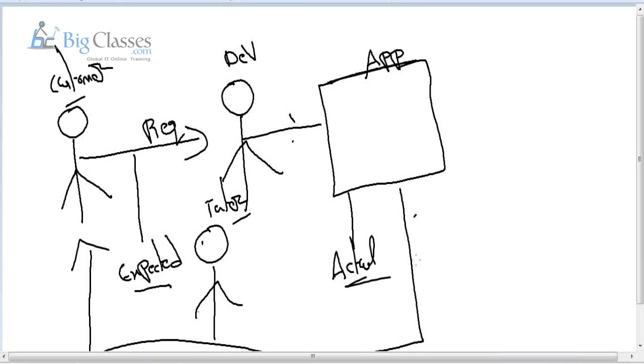Understand this one guys? For example, my customer expectation is that the first page should be the login page. But my developers, very talented people, developed a home page. Understand this one guys? My customer expectation, first page login page. But my developers developed the first page as a home page. Now, for both requirements, here expected value is not equal to actual value.